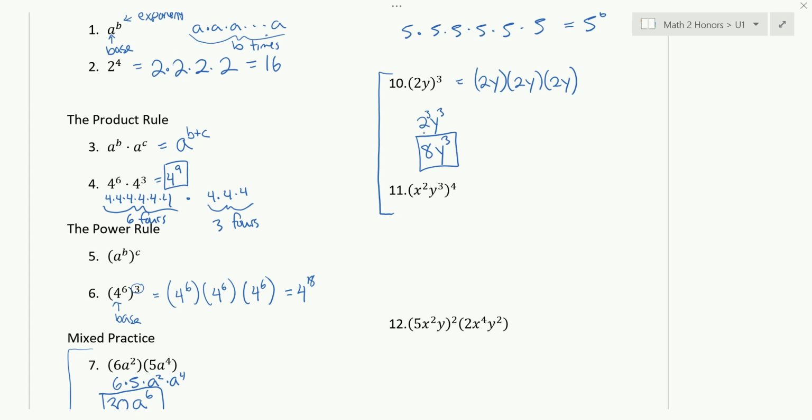All right, 11. Anybody feel confident? Yes, Nathaniel. X to the 8th, y to the 12th. Perfect. Okay. All right, 12 is where it gets a little, it's easier to make a mistake on 12 because there's more stuff there.